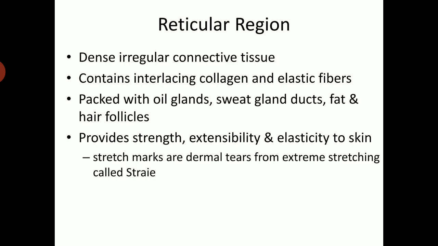It is composed of dense, irregular connective tissue, and it contains interlacing collagen and elastic fibers. It is packed with glands like sweat glands, ducts, fat, and hair follicles. It provides strength, extensibility, and elasticity to the skin.